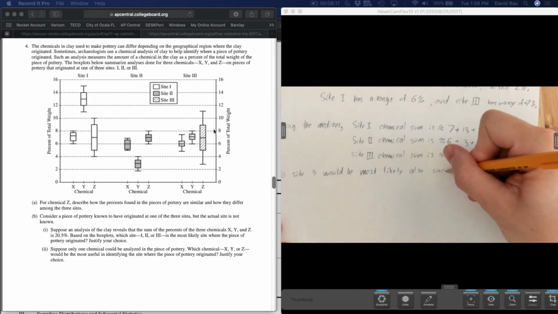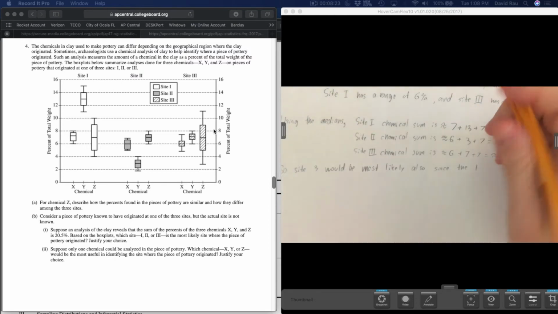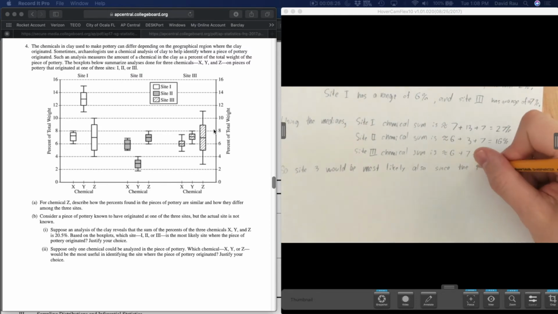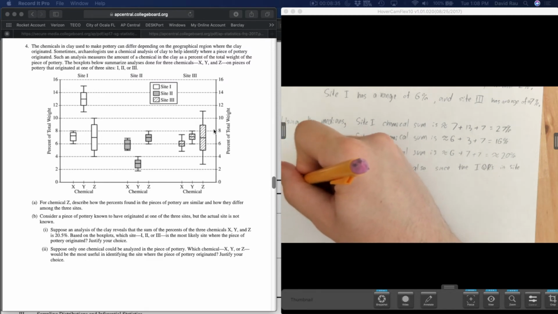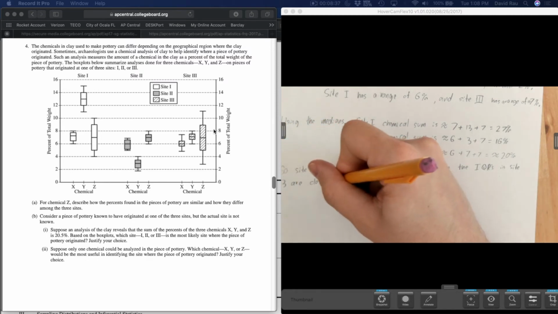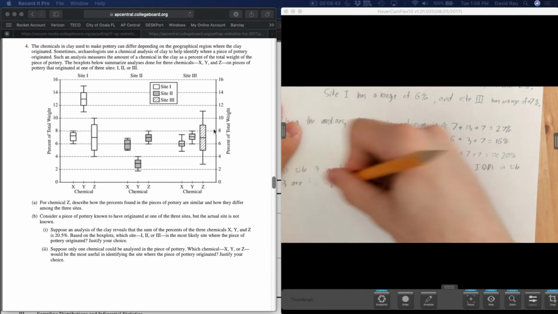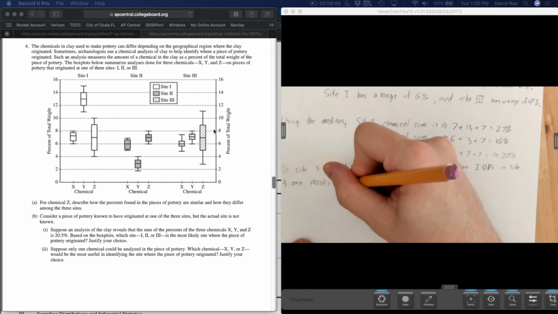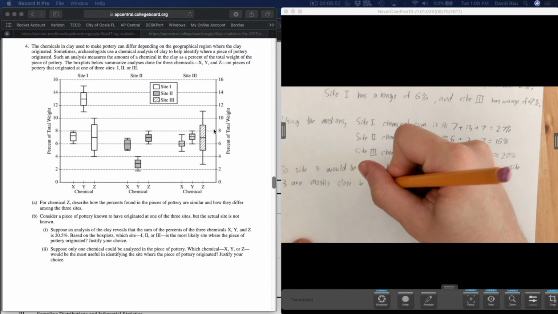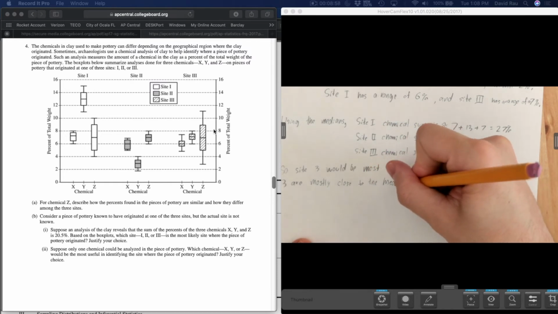So since the IQRs in site 3 are mostly close to their medians, in other words, what we get from site 3 shouldn't vary that much. Medians used.